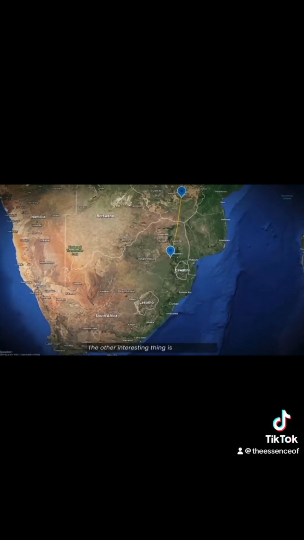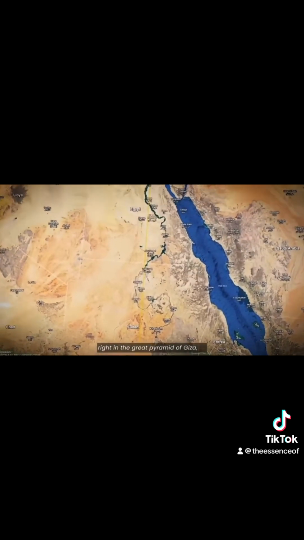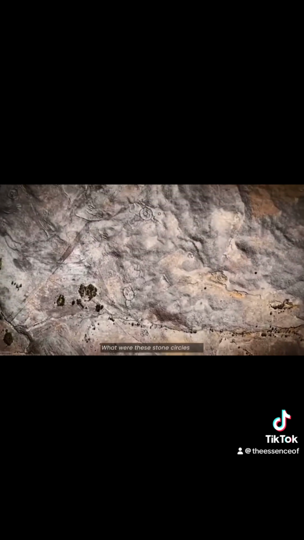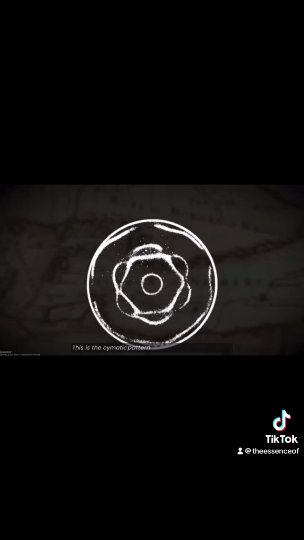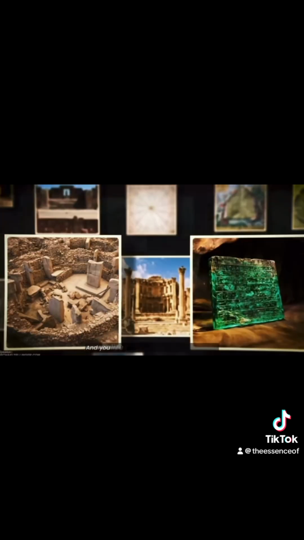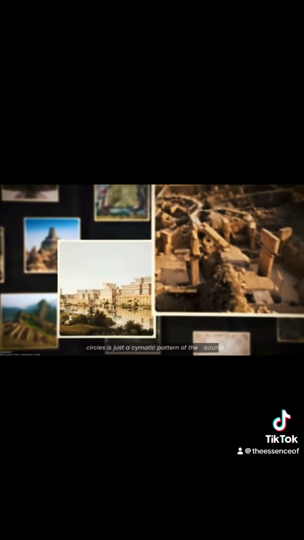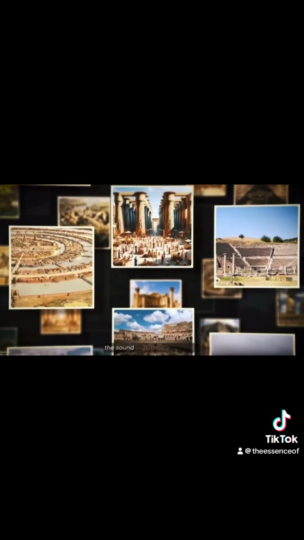The other interesting thing is that when you connect Adam's calendar to Great Zimbabwe, it ends right in the Great Pyramid of Giza, all along the 31 degrees east longitudinal line. What were these stone circles for? I think you start seeing what these patterns are all about. This is the cymatic pattern for the shape of the sound on a metal plate will make this beautiful sound. And you realize that each one of these stone circles is just a cymatic pattern of the sound of planet Earth at that specific point. This is a representation of the sound frequency right there.